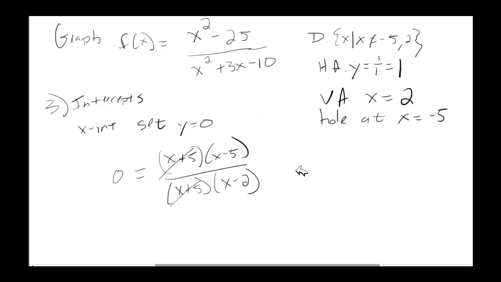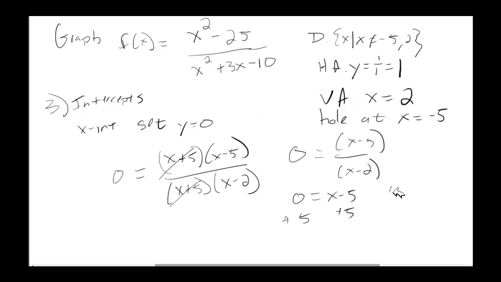So really, all I'm dealing with is 0 equals (x minus 5) over (x minus 2). Here I'm just worried about the top, so 0 equals x minus 5, add 5 to both sides, and I have 5 equals x. I have one x-intercept at (5, 0).